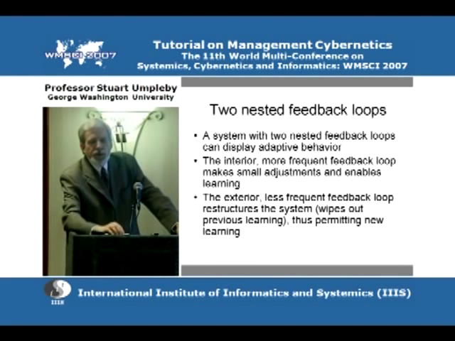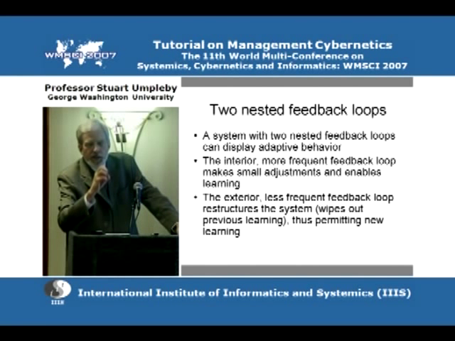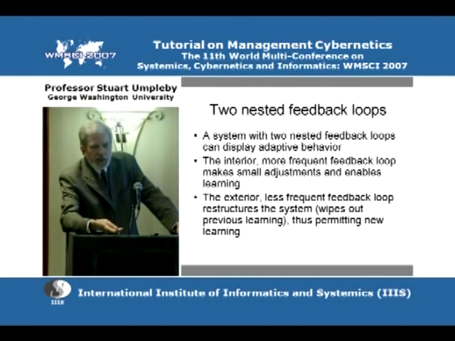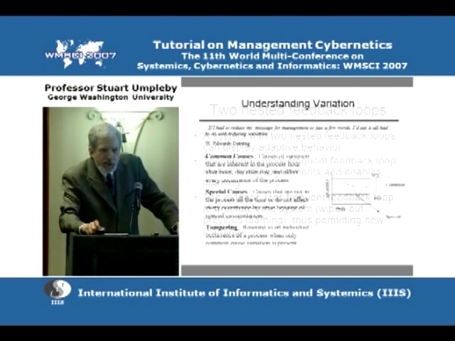And that's what you're doing with process improvement methods. That is, you learn how to do something, you establish a process, and then you're constantly improving it. You're constantly checking it. And that's what makes the organization adaptive. So a suitably structured organization using process improvement methods will be adaptive. This is the idea of two nested feedback loops.